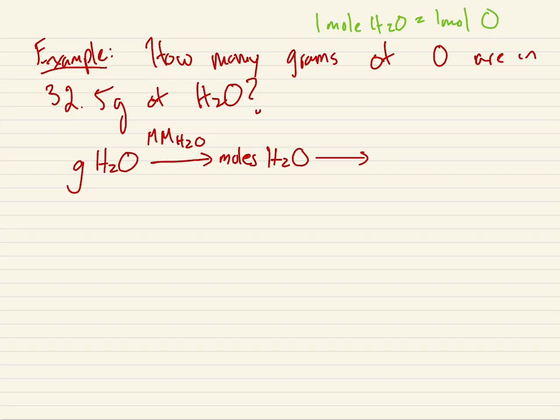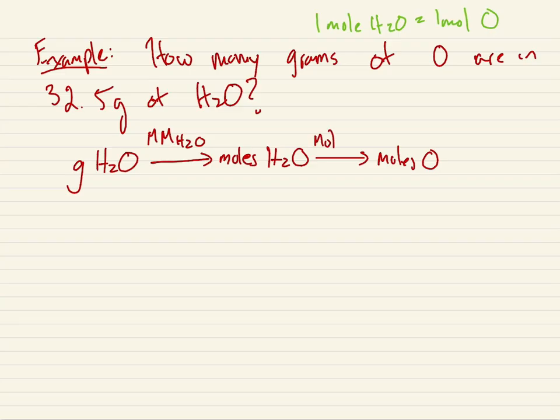Of oxygen, right? Because we have moles of H2O, and then we want to go to moles of oxygen afterwards. We can convert between those two because we know how many moles of one thing is related to the moles of the other. And what allows us to relate those two things?